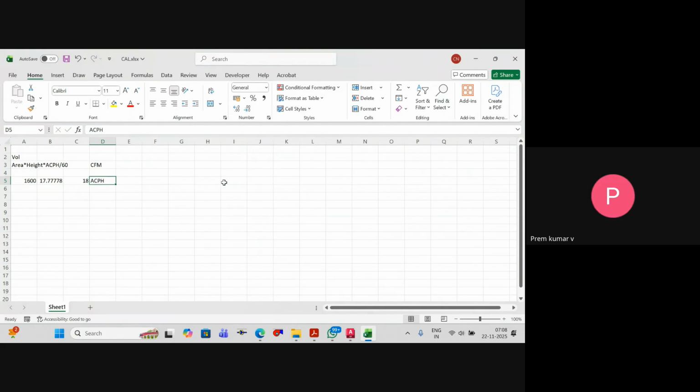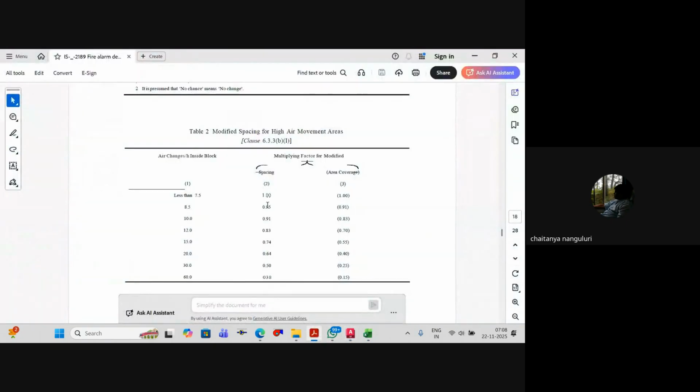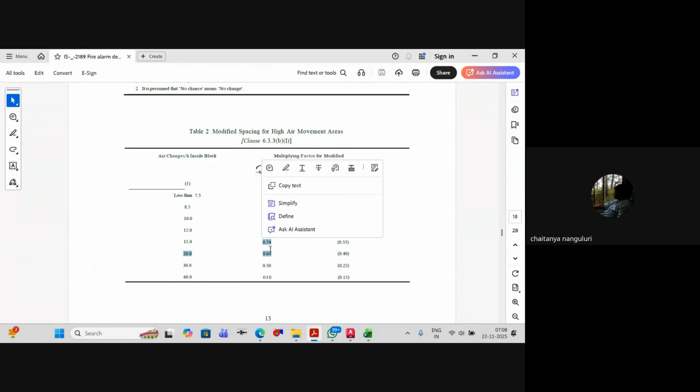Is it clear for everyone? Yes, sir. Right. So if I have this 18 air changes, now what do I have to do? Lesser than 7.5, 18 air changes means it is between 15 and 20, or not? So if I take it, for my area coverage, the spacing I have to multiply with this particular 0.64 to be safer. So we'll take the spacing of 0.64. That means 7.5 into 0.64.